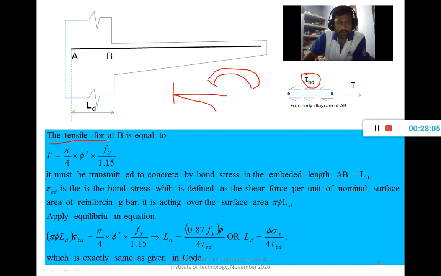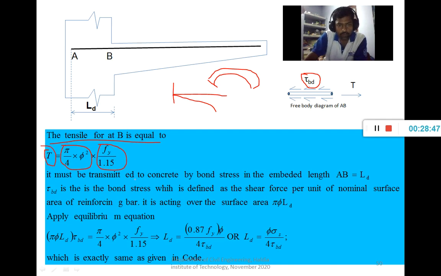So the tensile force at B is equal to the area of the bar, which depends on the diameter, multiplied by the stress. The stress value is Fy, because the yield strength is considered in design. This is the design strength, the design stress. The factor of safety 1.15 is considered and divided, and we get the design stress. So design stress into area gives us the tensile force.